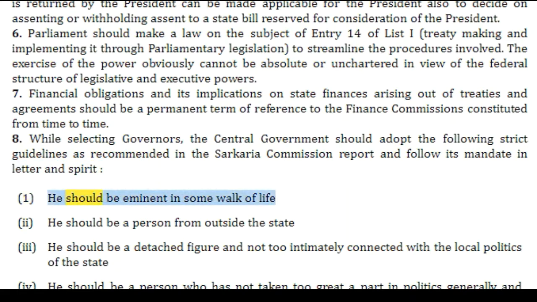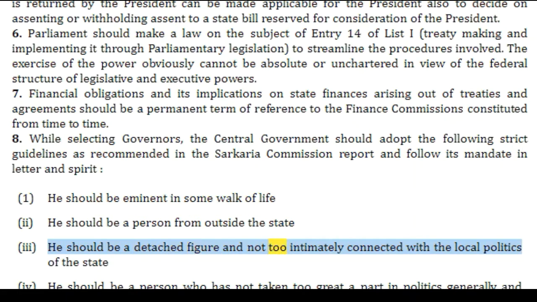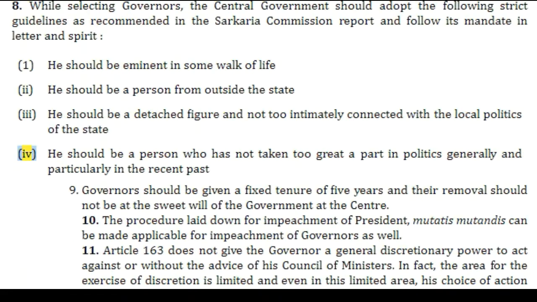1. He should be eminent in some walk of life. 2. He should be a person from outside the state. 3. He should be a detached figure and not too intimately connected with the local politics of the state. 4. He should be a person who has not taken too great a part in politics generally and particularly in the recent past. Governors should be given a fixed tenure of 5 years, and their removal should not be at the sweet will of the government at the center.